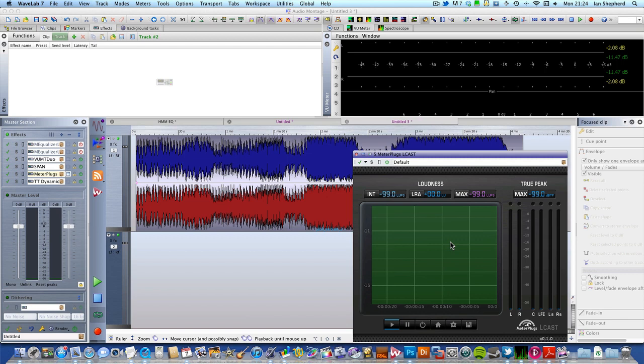Just shrink this back down a bit. See how this music reads.